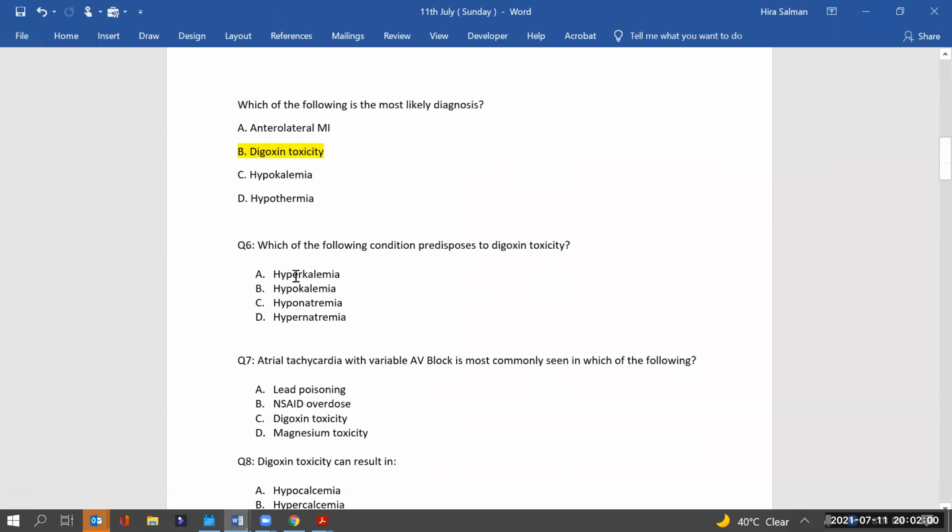Okay. Now the other one: which of the following conditions predisposes to digoxin toxicity? The word is predisposes, please remember, predisposes, not leads to. Digoxin toxicity leads to is a separate thing from predisposes to digoxin toxicity. So which of the following will predispose to it? Hypokalemia, of course. Whenever there is less potassium, digoxin will get more chance to bind with the sodium potassium ATPase receptor. Exactly.